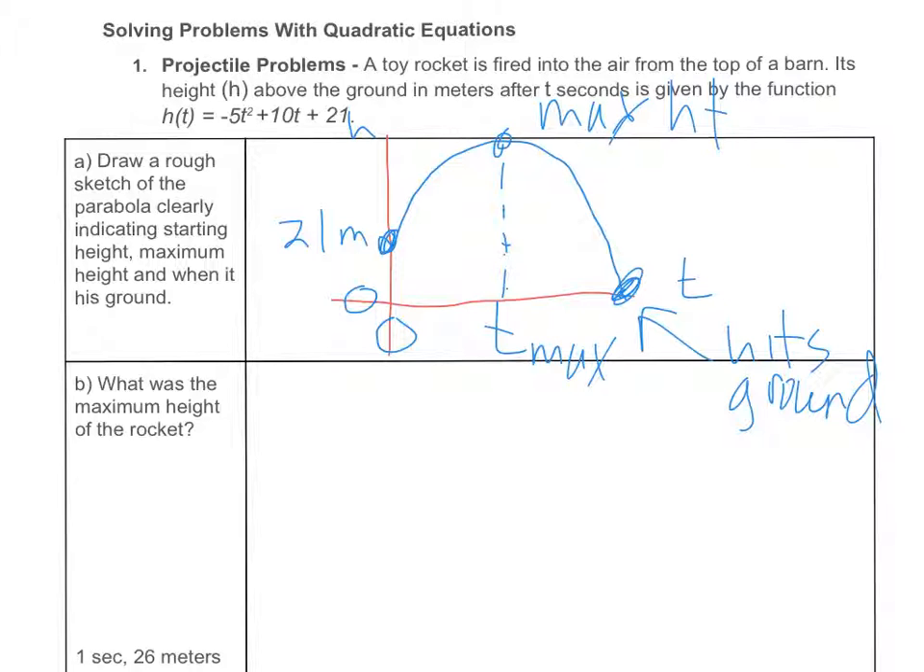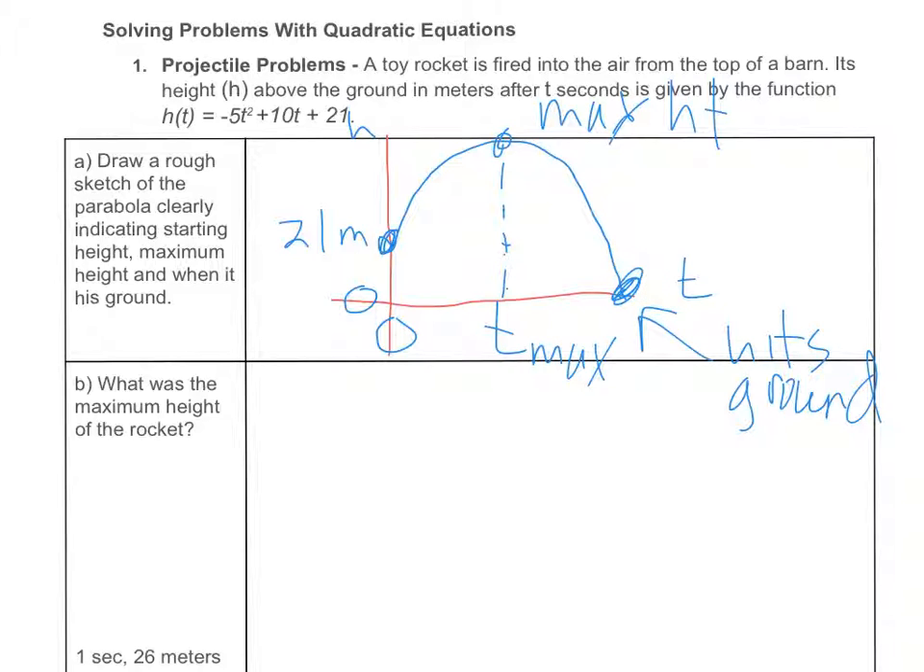So what you see here is the toy rocket is released from 21 meters, which is the top of a barn. It goes up and up and up till it reaches its maximum height, and then it falls to the ground, and the ground is at 0 meters. This represents the y value of the maximum, that's the maximum height at the vertex, and that's the maximum time value. And of course the rocket hits the ground right there, folks.